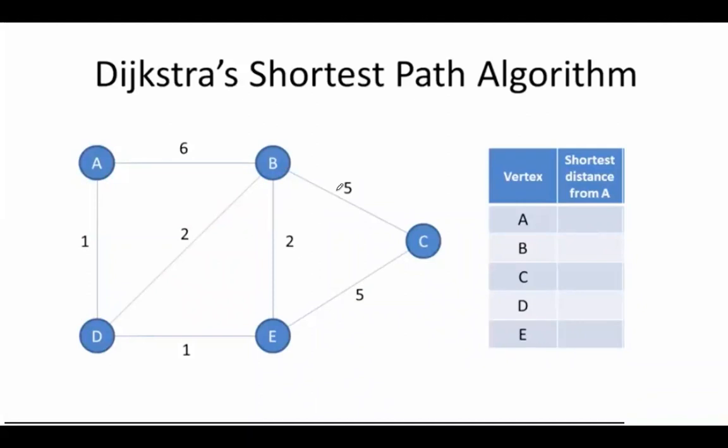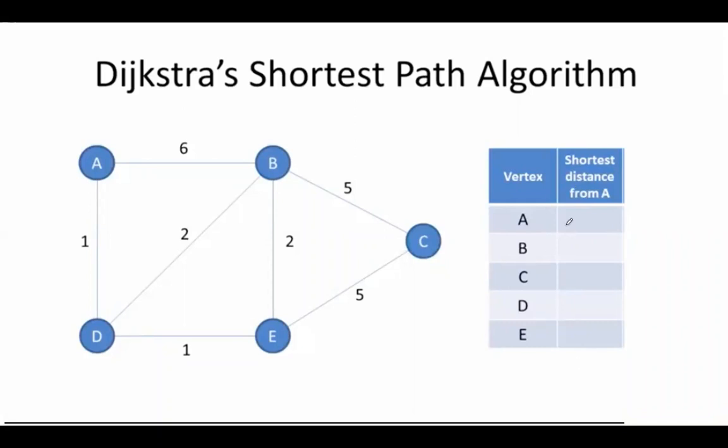A very famous algorithm. You might have heard about this name at many places. Using this algorithm, we can find the shortest path from a particular vertex to the rest of the vertices. This is called Dijkstra's shortest path algorithm. We are starting with vertex A. From this vertex, I want to travel to the rest of the vertices, so this is the source vertex. I need to find the shortest distance using Dijkstra's algorithm.